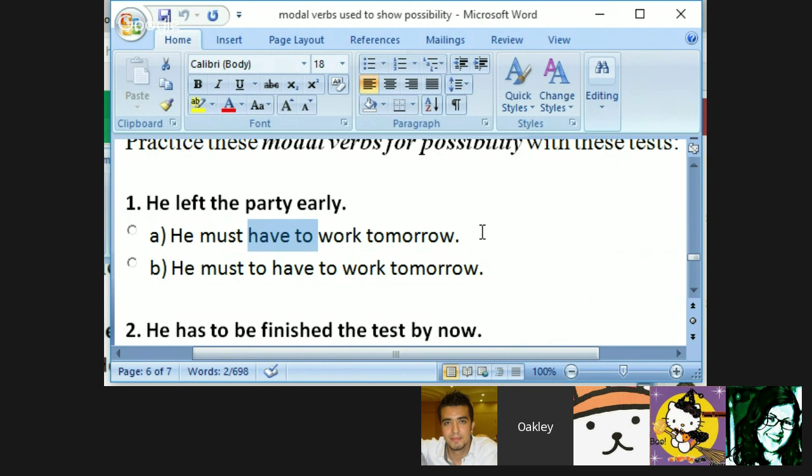He must work tomorrow. We can only really use have to, like he could have to work tomorrow. He might have to work tomorrow. He must have to work tomorrow. We can't do this with must. He must work tomorrow? It's not going to work. That's no. He must work tomorrow. No, it doesn't even make sense.